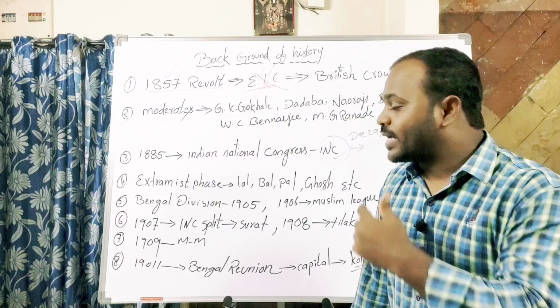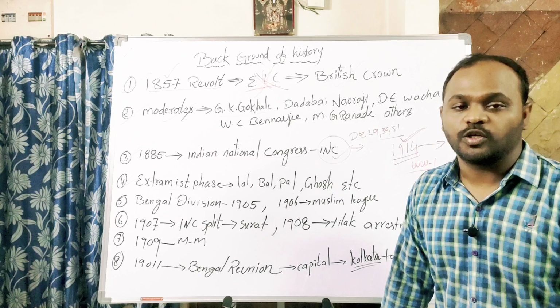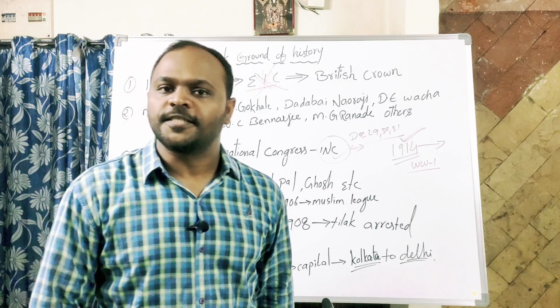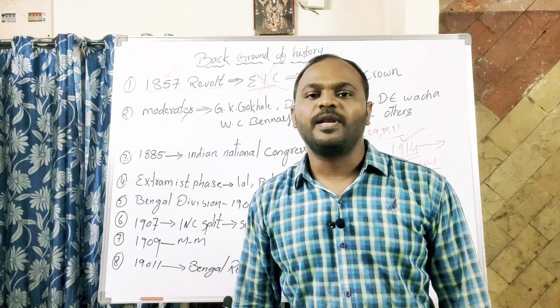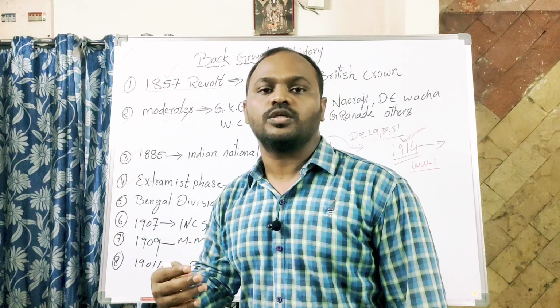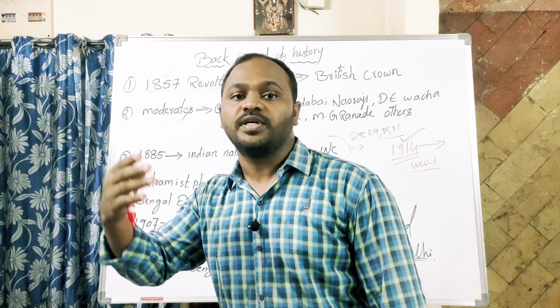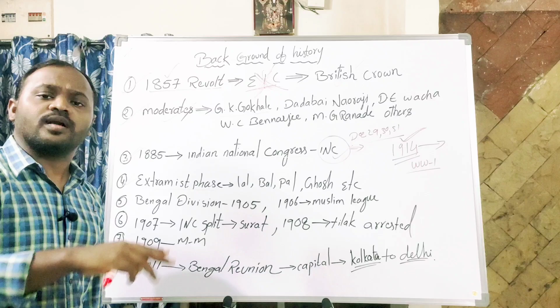That group is called the extremist phase. When I say extremist, they're not pleasing the Britishers. They're not requesting Britishers. They're not giving petitions to Britishers. They simply fight the British and get what they want. They simply rob the revenue of Britishers, and they steal British weapons. They're not requesting, they're fighting and getting, or they're killing Britishers. So this is the work of the extremists.